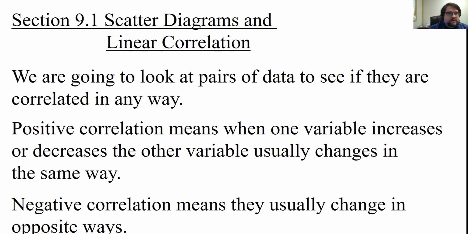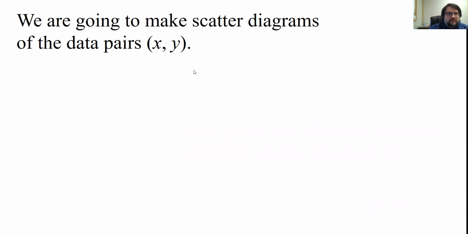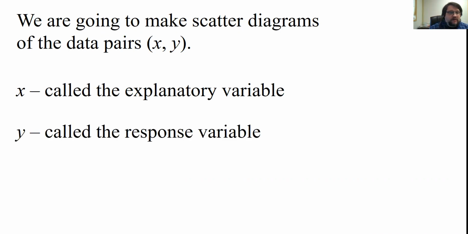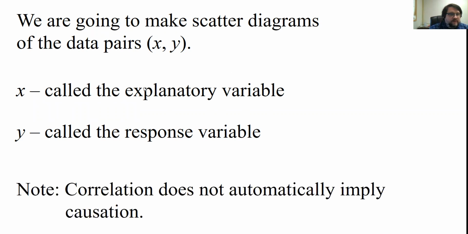So we're going to look at making scatter diagrams of data pairs. These are XY pairs, data points, basically. X, we're going to call the explanatory variable. So when you graph it, your explanatory variable is going to go on your x-axis or your horizontal axis. Y is called the response variable. That's going to go on the y-axis. The response variable is going to go on the y-axis or the vertical axis. Another way to say that. And then just because we have a correlation does not automatically imply causation.